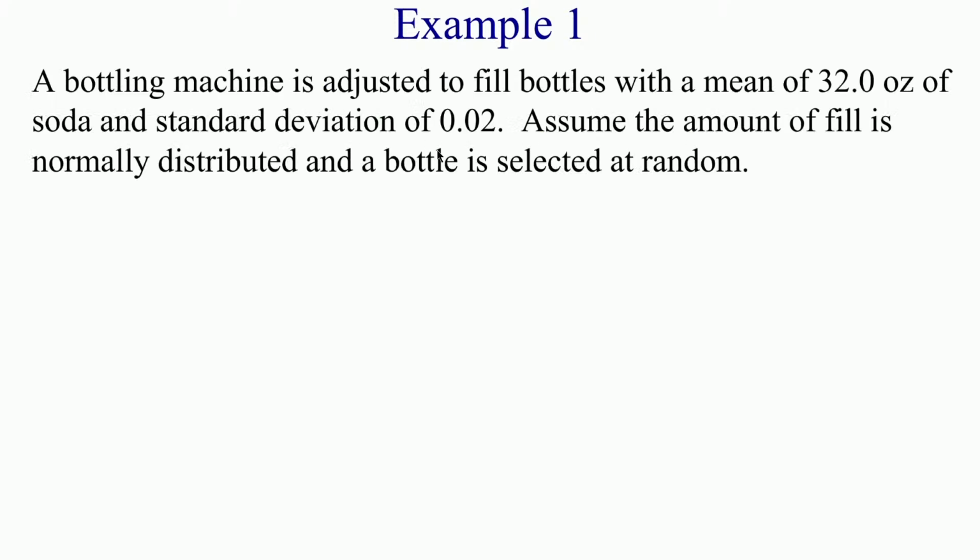The first example is this: you can imagine a machine that fills bottles with soda, and it's calibrated to fill the bottle with 32 ounces of liquid. But of course, it's not always going to be exactly 32 ounces. It'll sometimes be a little bit more, a little bit less. So we want it to be as close as possible to 32. Whoever built this has figured out that the mean is 32 and the standard deviation is 0.02.